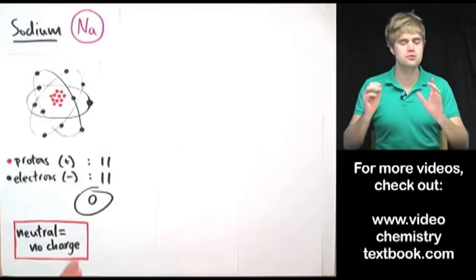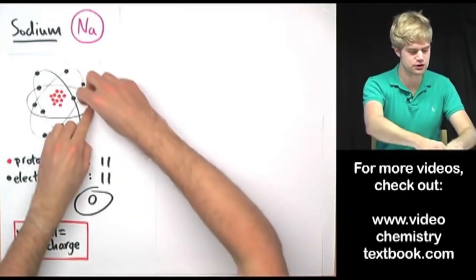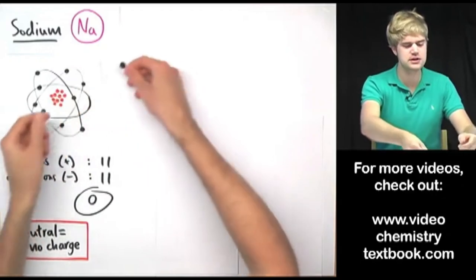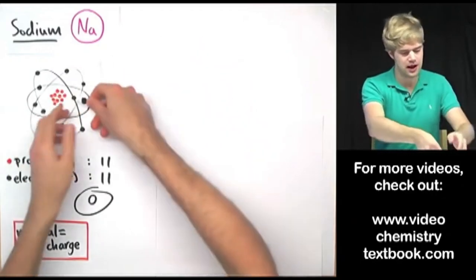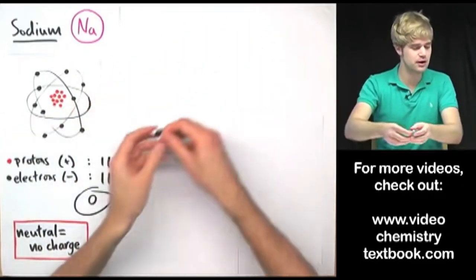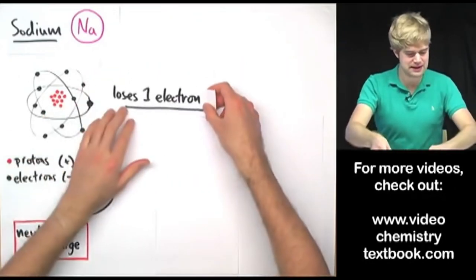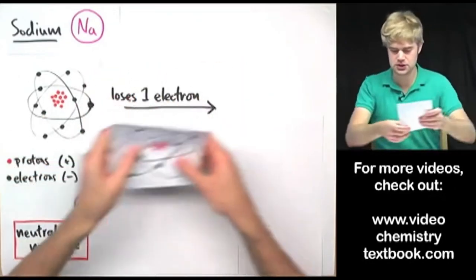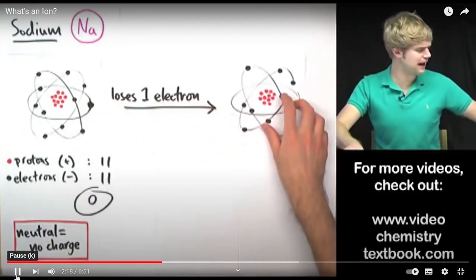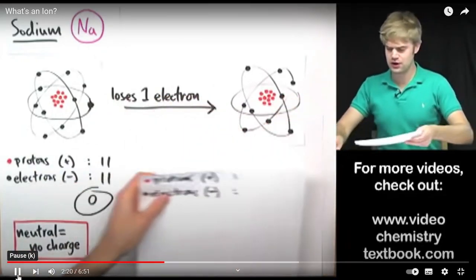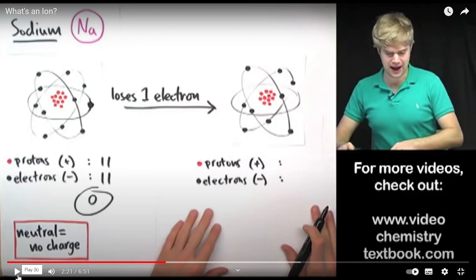Okay, but here's what can happen in sodium. You see this electron right here? It can lose this electron. It can lose it, and it flies off and usually goes into another atom. Off it goes. So let's look at what happens when this electron here gets lost. And now we're going to end up with a sodium atom that has... Now, how many protons are in that atom?